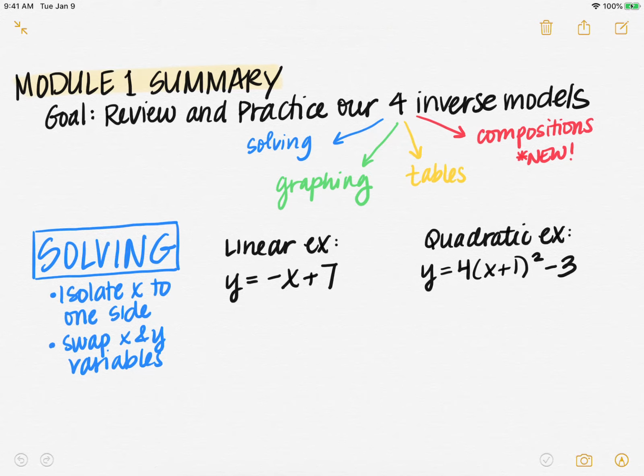Okay, so let's jump into our notes. So Module 1 summary. Our goal for this little note section is to review and practice our 4 inverse models.